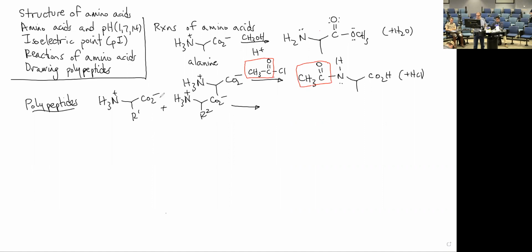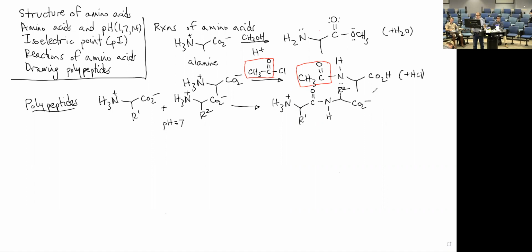What's going to happen is that you're going to form an amide with the carboxylic acid group on one of the amino acids and the amino group on the other. Similar to how we made an amide over here. That's again just a chapter 10 reaction. So what you wind up getting will look like this. This, by the way, is pH 7. And R1 will go over here. R2 will go over here.